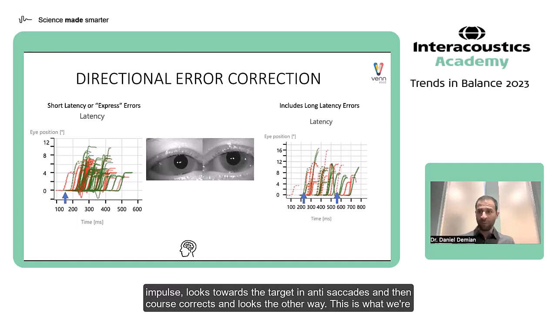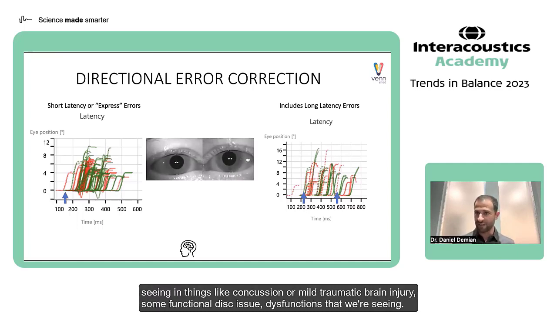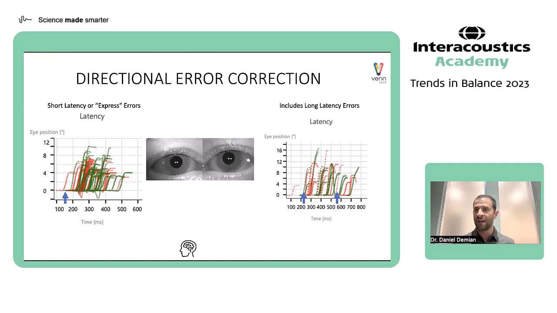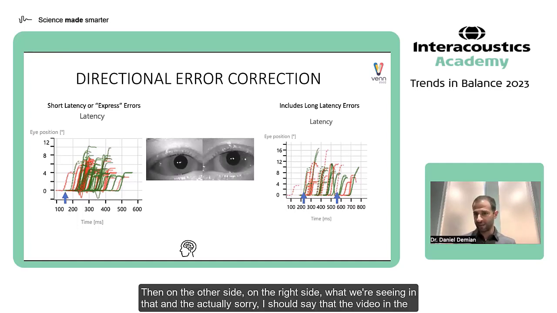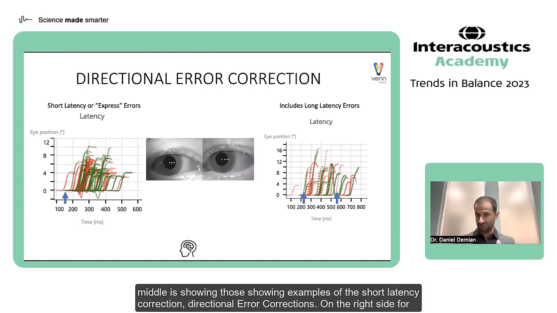This is what we're seeing in things like concussion or mild traumatic brain injury, some functional dysfunctions that we're seeing. Then on the other side, on the right side, sorry, I should say that the video in the middle is showing examples of the short latency directional error corrections.